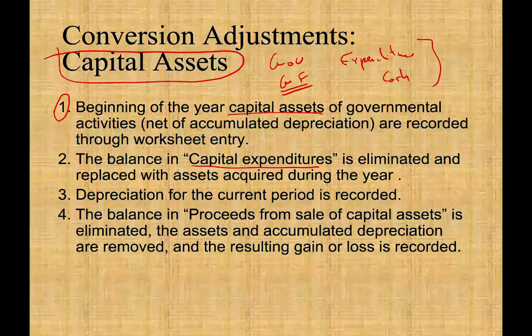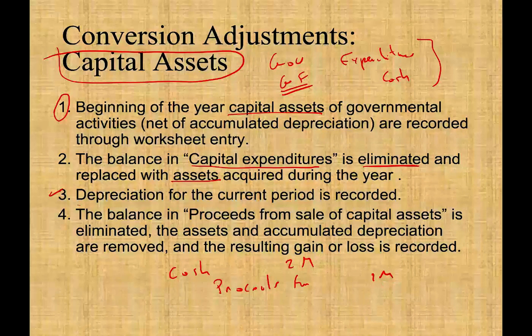Any place we see capital expenditure on the governmental fund, it's going to be eliminated and replaced with the asset. Remember, when we bought the police car, we only recorded an expenditure. Now we're going to remove the expenditure and record the asset, the vehicle, the police car. Then if we record the asset, we have to record depreciation. Then if we sold any asset, remember when we sold an asset in the governmental fund, we debit cash, for example, 2 million, and we credited an account called proceeds from sale, 2 million.